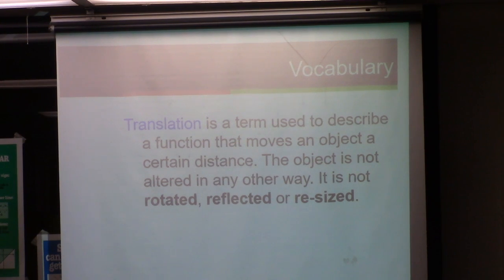So basically what we're going to be doing is taking this V and sliding it right or left, up or down, or maybe a little bit diagonal. Some students didn't get the parent function, so they go back and take a picture. Has everybody got translation? Yes? No? Okay.